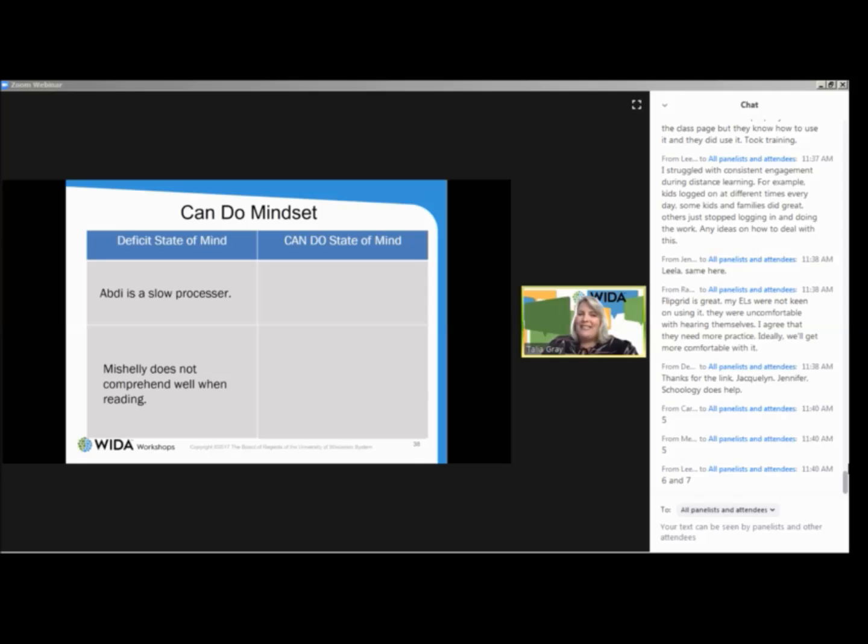So, the can-do mindset. Now, if we look on the left side of this graphic, we see a deficit state of mind. So, here are 2 comments about students, and we're going to work on changing this into an asset-based statement. So, keeping the can-do philosophy in mind, we can see that someone describes Abdi as a slow processor. Abdi is a slow processor. Now, what could we say, keeping in mind the can-do philosophy and putting it into asset-based language? What could we say about Abdi, do you think?